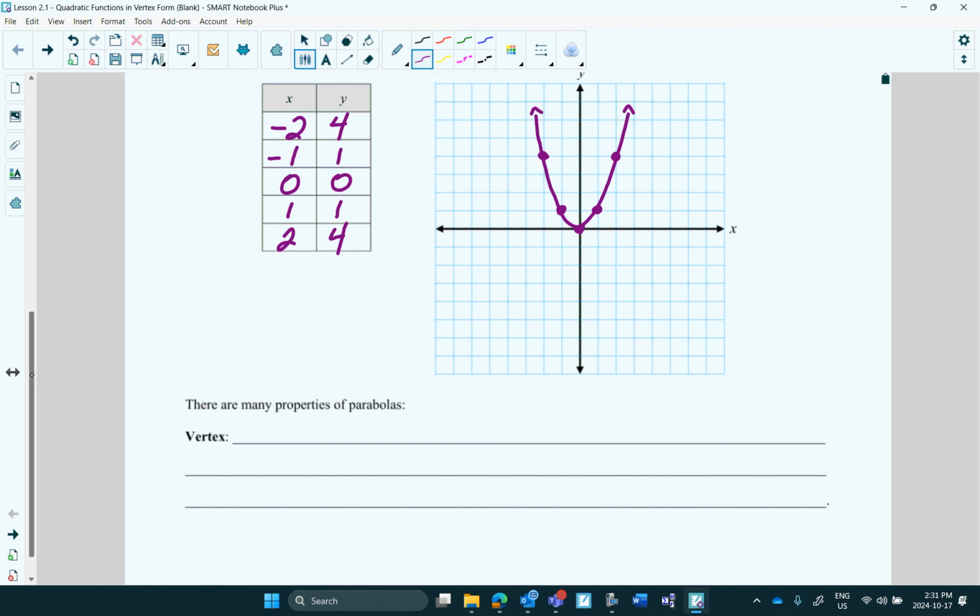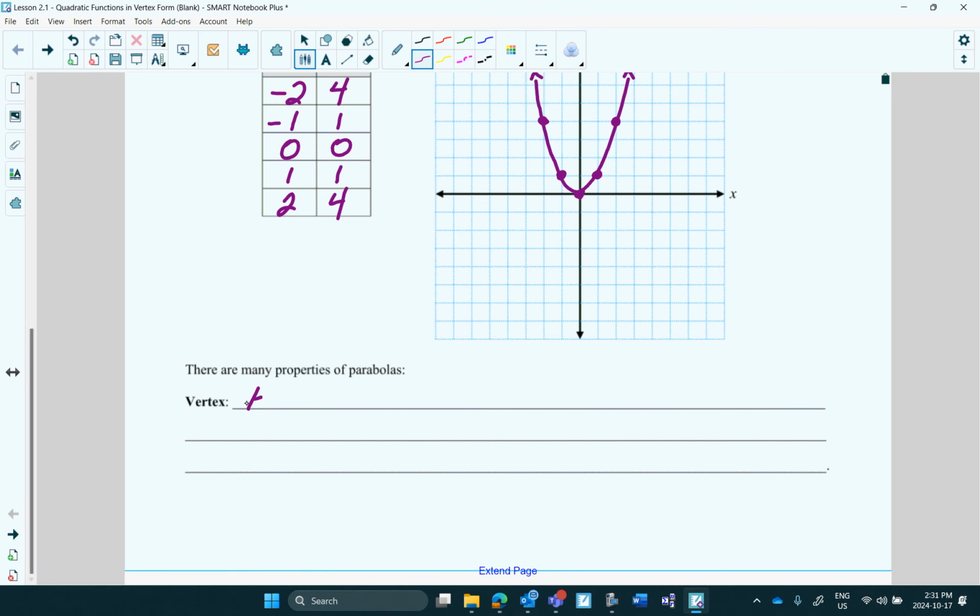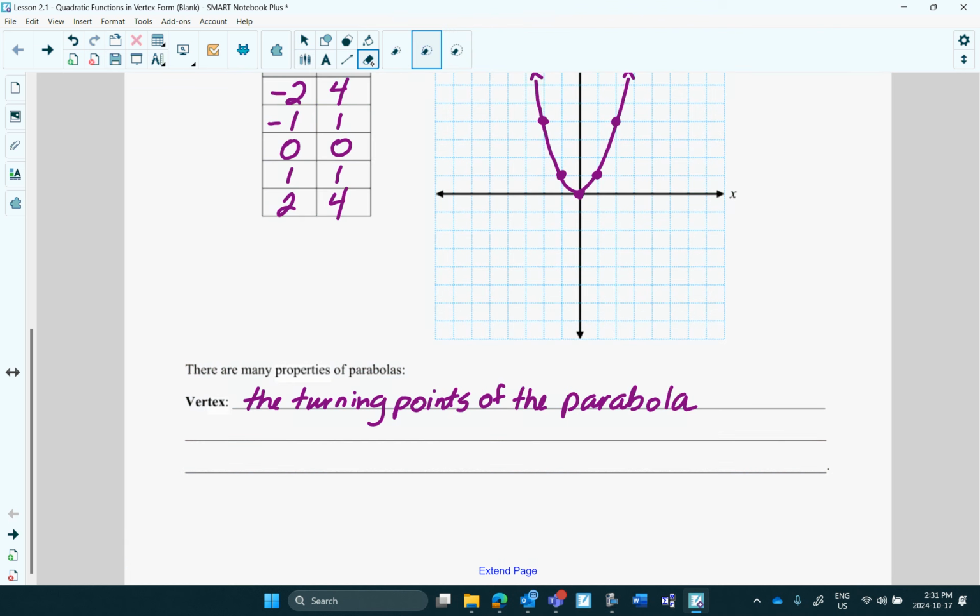Right. So what we could call it is the turning point of the parabola. The turning point of the parabola. Culmination. Yes. Culmination of the parabola. Yes. Sorry, the turning point, not turning points. Okay.